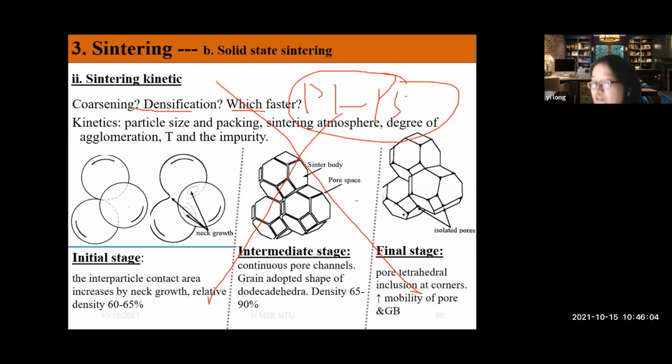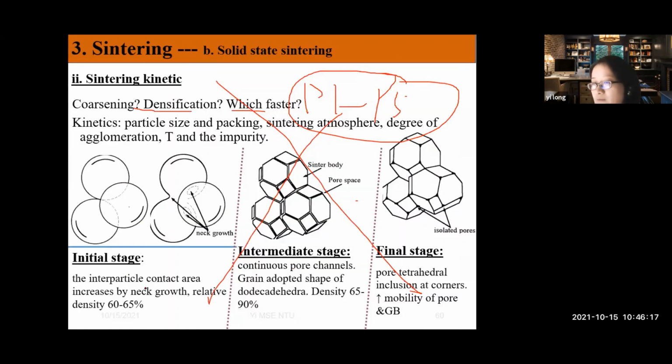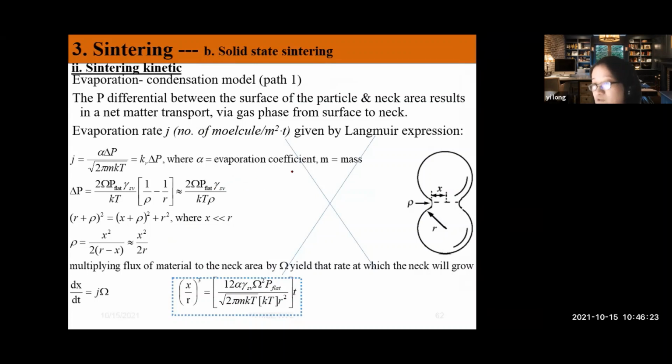But the thing is, which one is going to win? You need to calculate the rate. So this is the example: initial stage, intermediate stage, final stage. You can read through by yourself. This is not required, but you just need to know there are 3 stages in sintering. Then move to this question. I also teach this one for postgraduate. For postgraduate, all these calculations are required, but for undergraduate, I'm not requiring you.